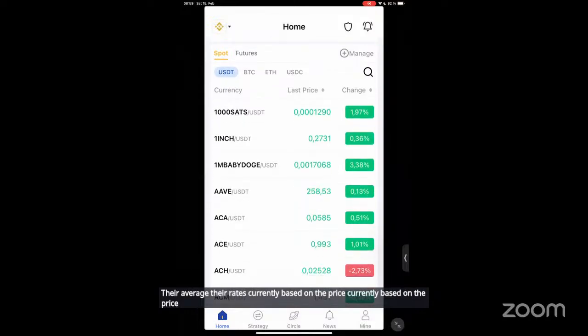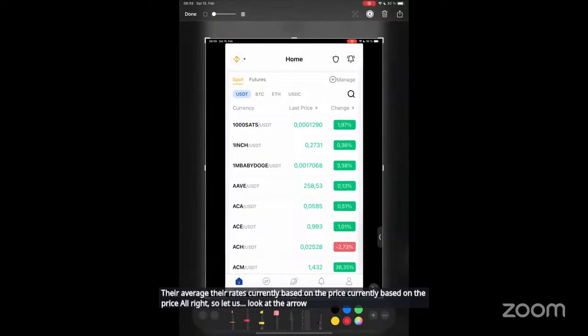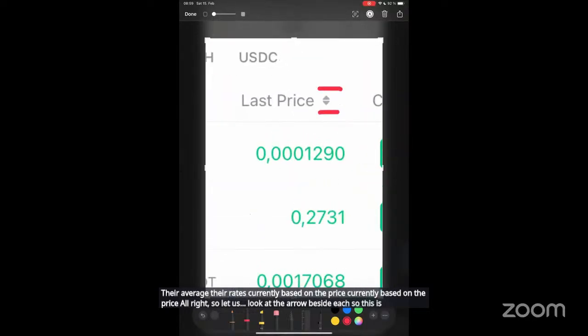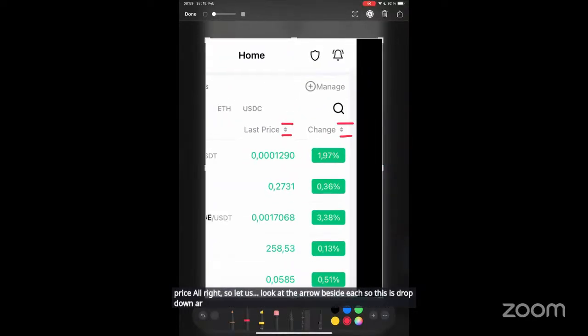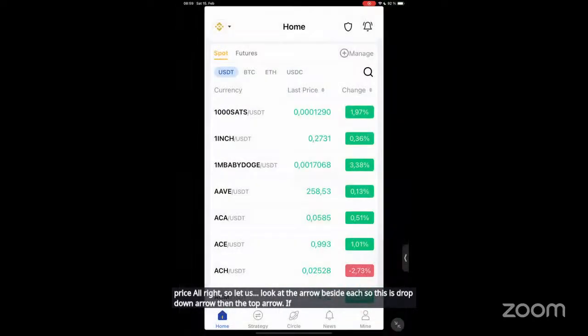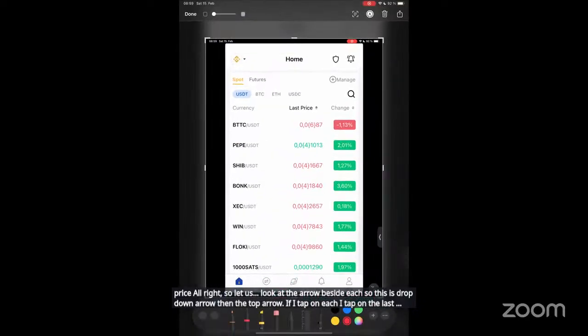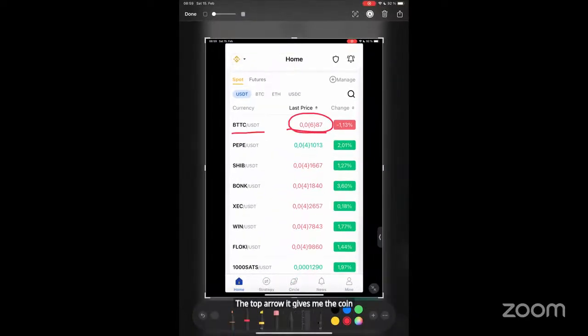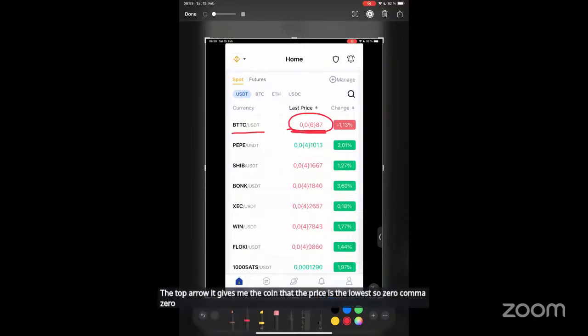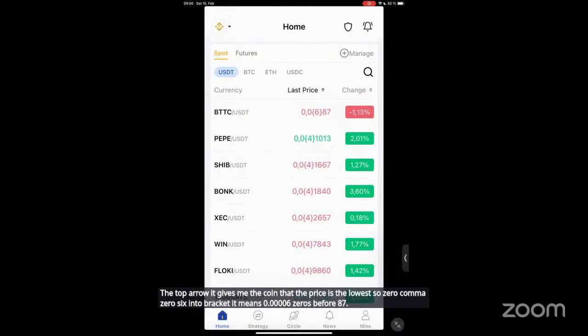All right, so let us look at the arrow beside each. So this is the drop down arrow, then the top arrow. If I tap on the last price, the top arrow, it gives me the coin whose price is the lowest. So 0.0(6) in bracket means 0.00006 zeros before 87. Okay, that's the meaning.